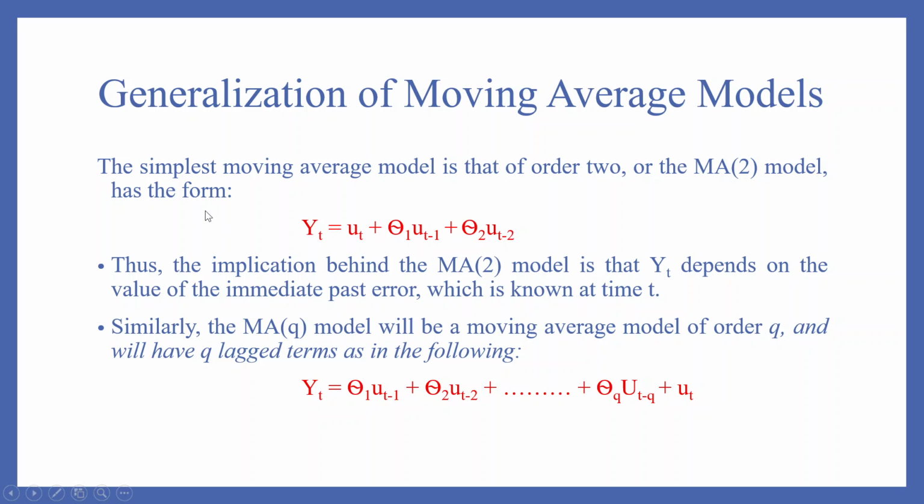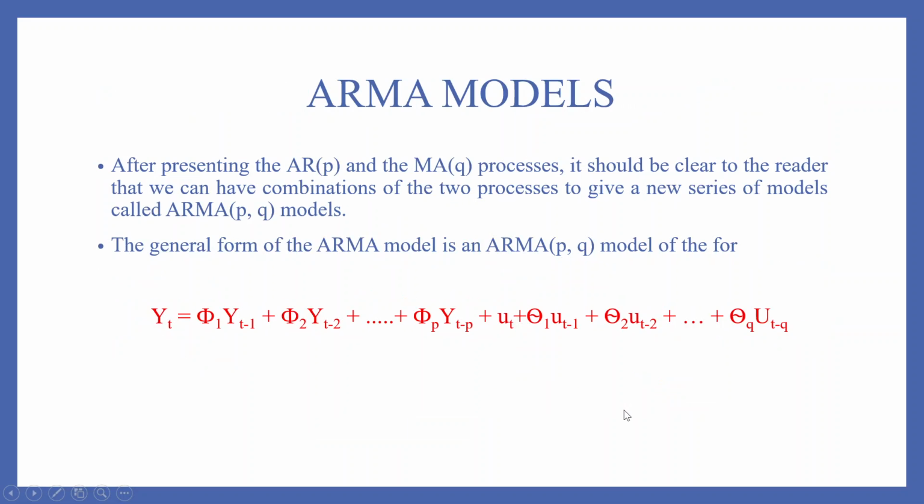Generalization of the moving average model. The simplest moving average model is that of order 2, or the MA(2) model, which has the form yt is equal to ut plus theta 1 ut minus 1 plus theta 2 ut minus 2. Thus, the implication behind the MA(2) model is that yt depends on the value of the immediate past error, which is known at time t. Similarly, the MA(q) model will be a moving average model of order q and will have q lag terms as in the following. So the last term is q.